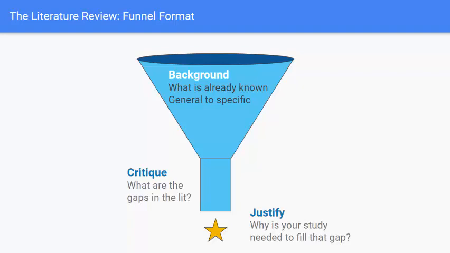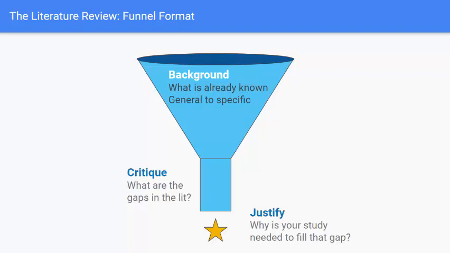So here's an illustration of what that funnel might look like. At the top where it's biggest, you start out with background information. What is already known about this topic? You start from very general information and you proceed to get more and more and more specific as your reader understands more and more about your topic.